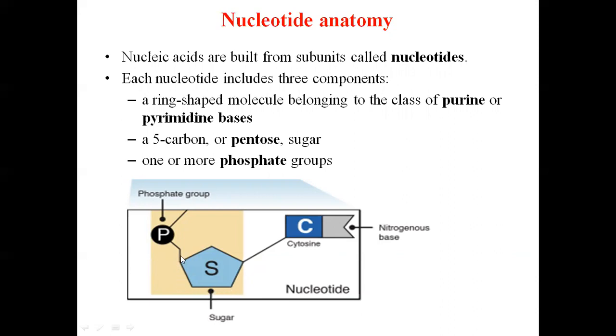5 carbon atoms are there. The pentose sugar is actually ribose in the case of RNA. That's why we call it ribonucleic acid. The sugar is deoxy, without oxidation, deoxyribose in the case of deoxyribonucleic acid. Now this sugar is linked to a nitrogenous base, either purine or pyrimidine, by an N-glycosidic bond, and at the same time this sugar is also linked to a phosphate by means of an ester bond. So this is the basic structure of a nucleotide.